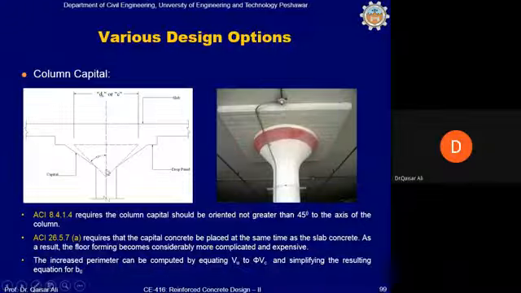The second requirement is that whenever a column capital is provided, the concrete of the column capital and the slab must be placed at one and the same time. So formwork shall be designed in such a manner that column capital and slab concreting can be done at one and the same time. Which means that, for example, if this column capital is to be provided, then concrete in the column shall be poured up to this location, and then formwork shall be designed in this manner that this column capital can be placed. The concrete in the remaining part, along with the column capital and slab, can be poured at one and the same time.